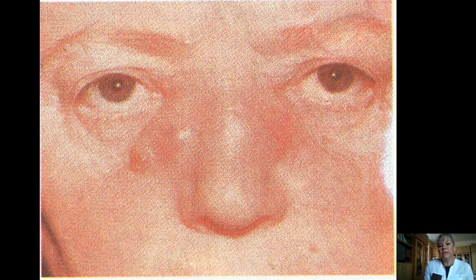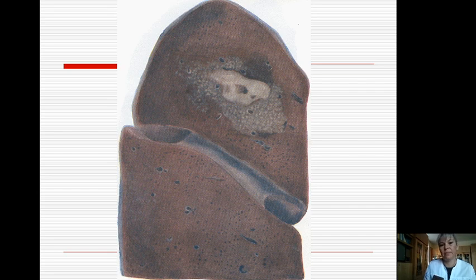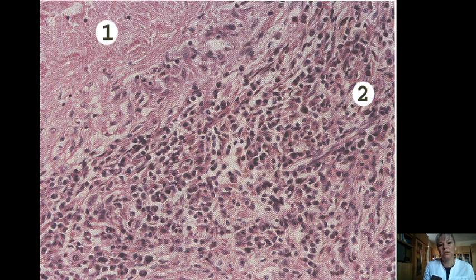Look, in this photo you can see granuloma formation in the nose. This is the result of formation of gumma, rough scarring with deformation of tissues. Gumma in the lung. Many gummas in the liver with deformation of the organ with rough scarring. Histologically, number 1 is necrosis, and number 2 in the periphery zone, many cells with prevalence of plasma cells.